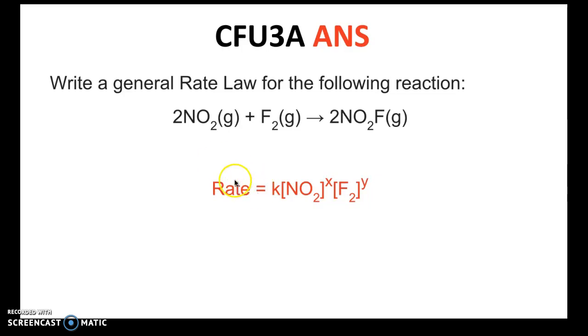Great, so you should have something that looks like this. Rate is equal to K times the concentration of NO2, our first reactant, raised to some power. We don't know what that number is, so we'll use a variable. In my case, I use X, maybe you use something else, times the concentration of F2, raised to, again, some power. We don't know what that is, so I use Y, maybe you use something else. This is what your rate law should look like. You should have all your reactants in the concentration brackets, raised to some power, and the K in the front.